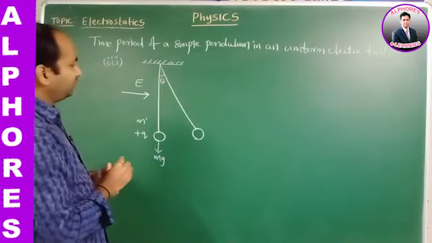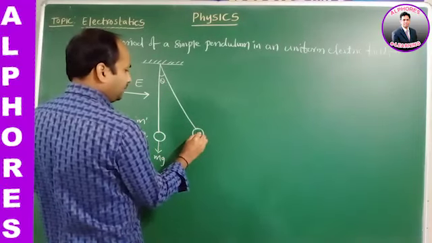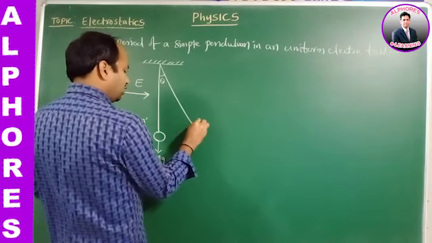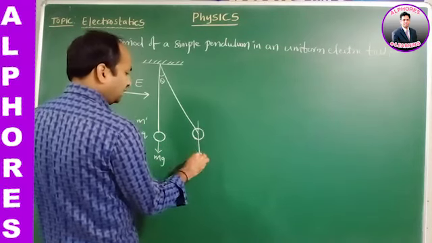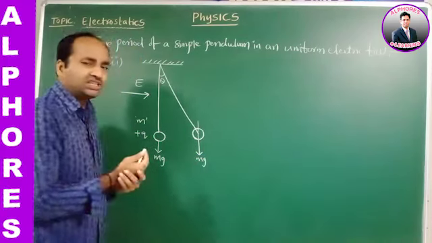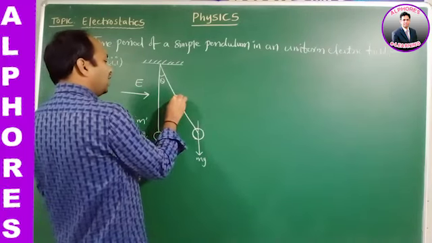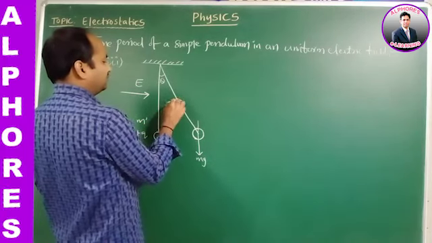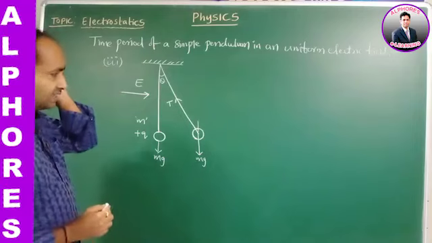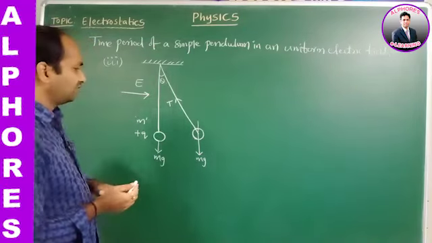The length of the pendulum makes an angle theta with the vertical. Here again, mg acts vertically downwards only, always. And what is the tension in the string? The tension in the string is along the length of the string. Here T stands for tension.